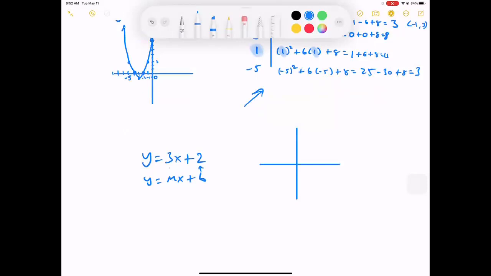b is 2 and m is 3. b is the y-intercept and m is my slope. And slope is made up of two separate words, rise over run, which is 3 over 1, because it's just the number 3 with an invisible 1.